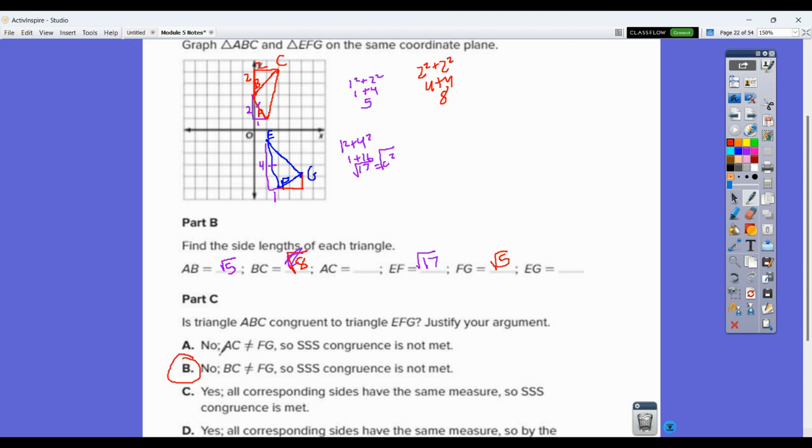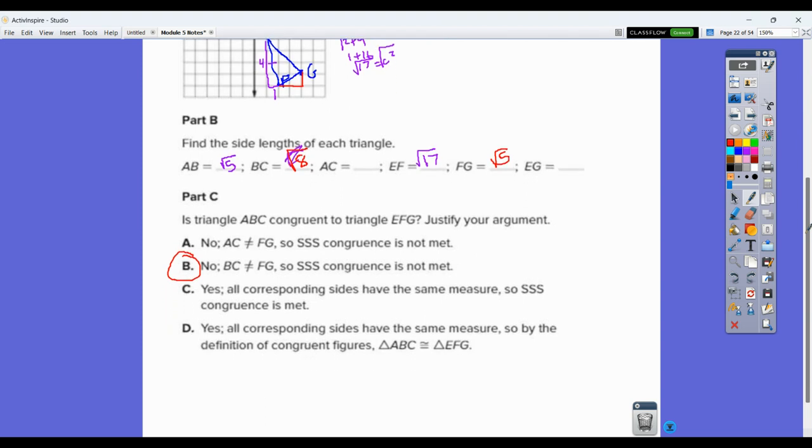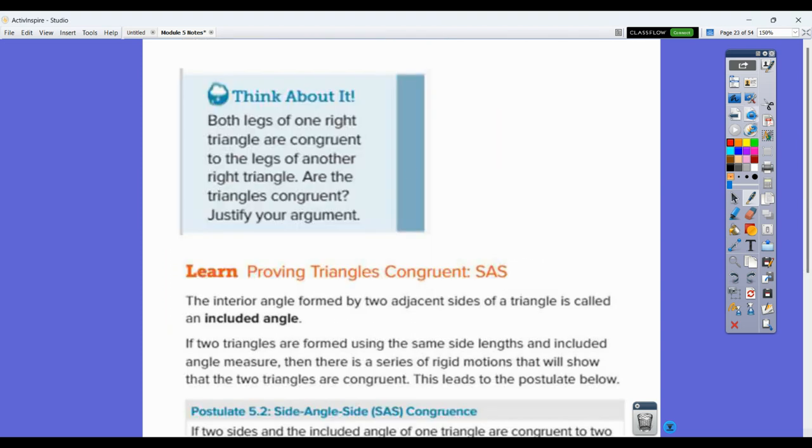So make sure that you match up the correct pieces. Just because AC is not equal to FG doesn't matter, because those are not the sides that we want to match up. And otherwise, we want all the corresponding pieces to match up in that case. Okay, so that's that answer.